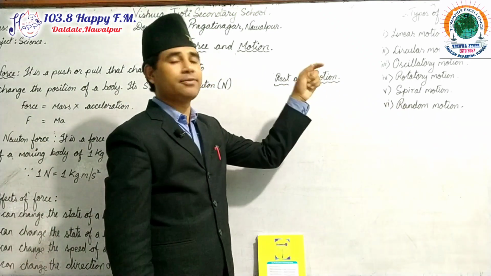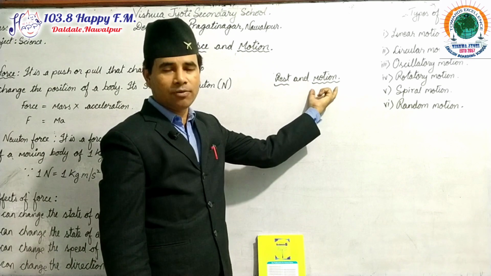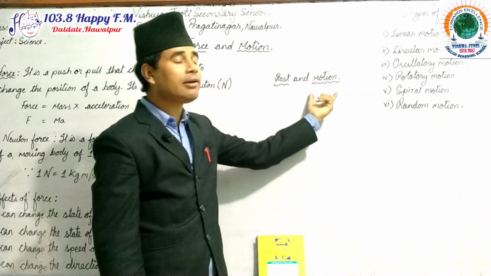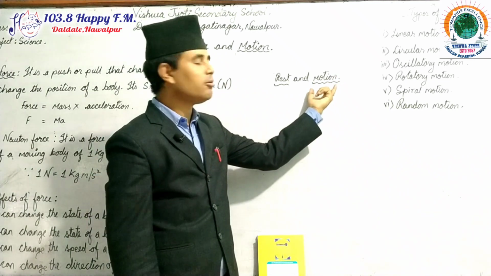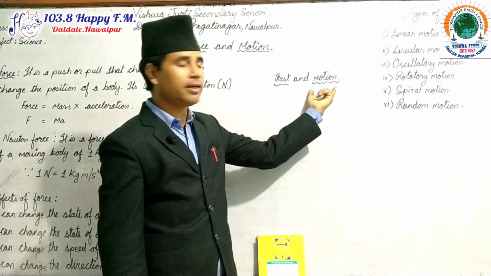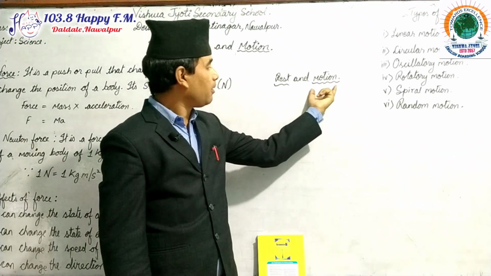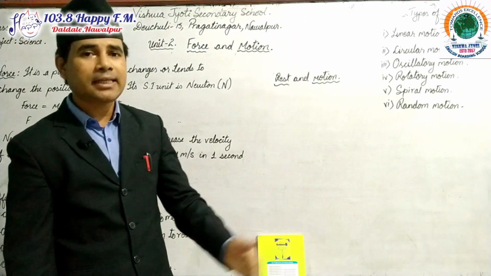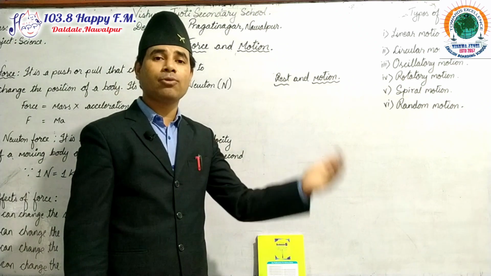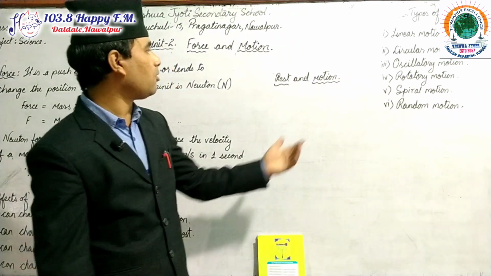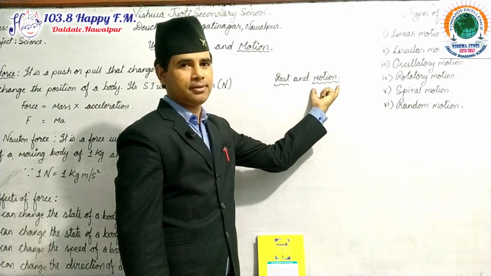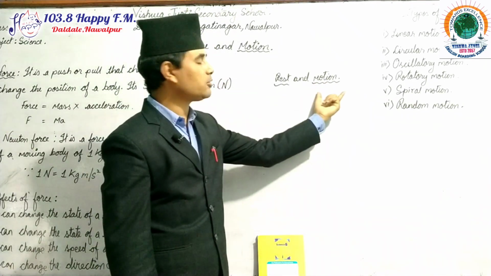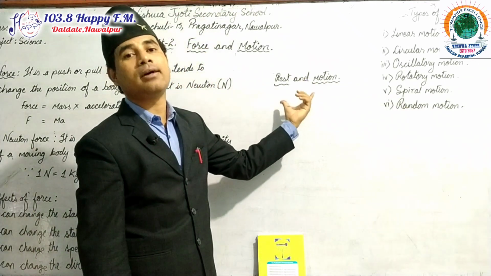Now motion is vice versa. If a body changes its location relative to other bodies, it is called motion. Again, listen very carefully, my dear students. Motion is defined as: if a body moves its location relative to other bodies, it is called motion. Rest and motion. Now rest and motion are both relative terms.